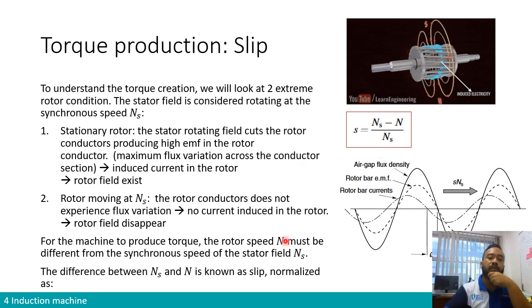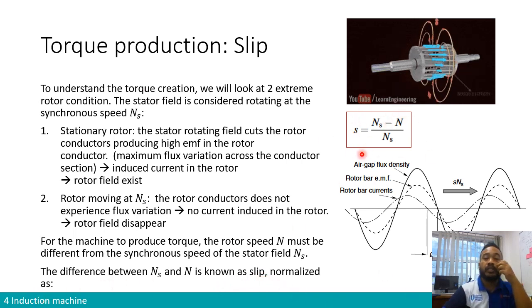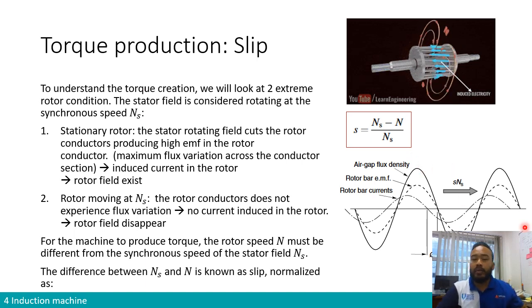The difference between ns and n, the difference between synchronous speed and the rotor mechanical speed, is known as slip, and it is normalized as in this equation over here. So slip is synchronous speed minus the rotor speed, divided by synchronous speed. You need to have a certain slip in order to produce torque. If slip equals 0, then you will have no torque at all because there will be no induced current inside the rotor. So what is the value of that torque?